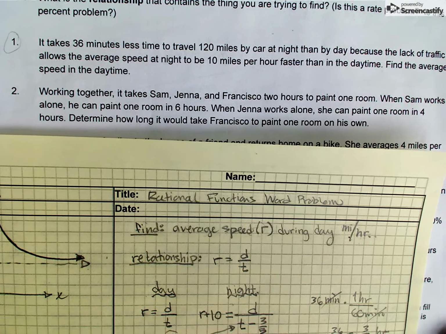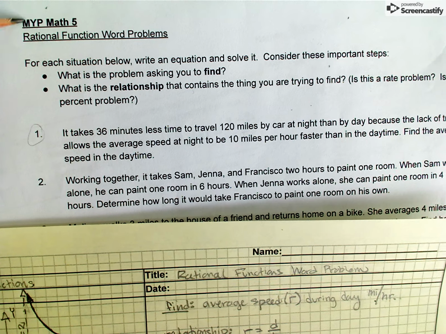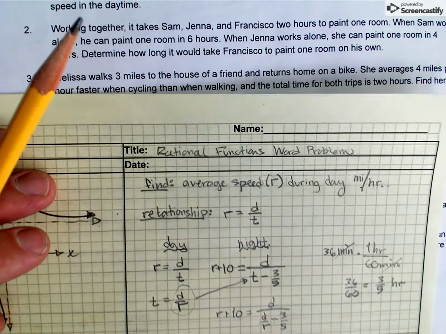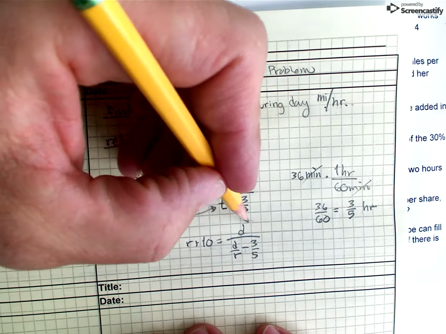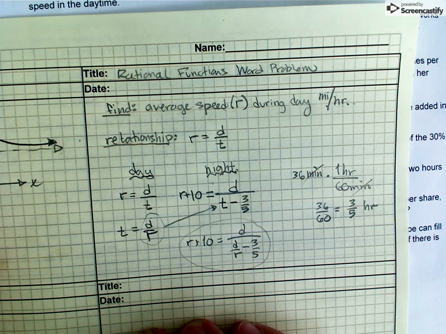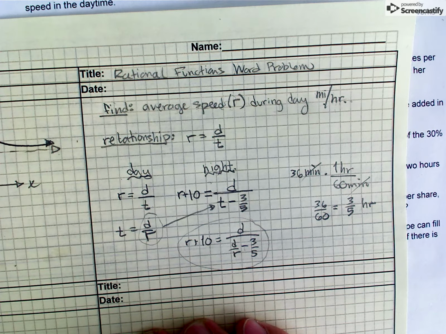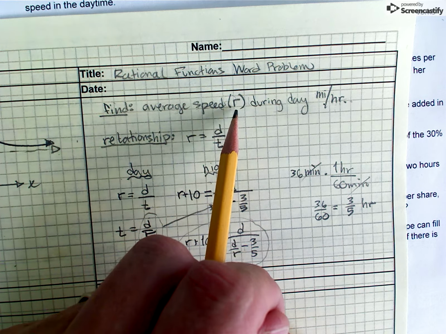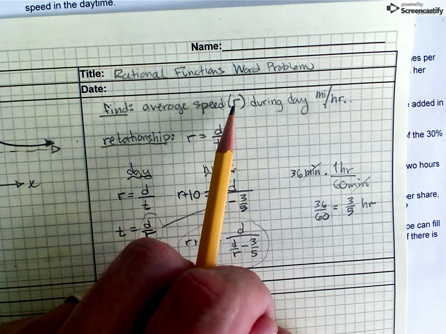This is part two of my solution for problem one on our rational functions word problem. And what I'm going to do is just run down what we've done so far. We actually wrote this equation, and the way that we did it was we first considered what we're looking for in this problem, which is the average speed of the car during the day. We're going to use miles per hour as our unit, and I'm going to represent this thing that I don't know that I'm trying to find as R.